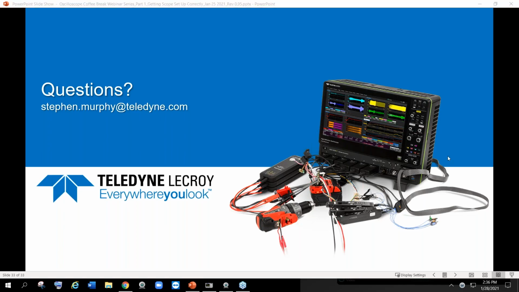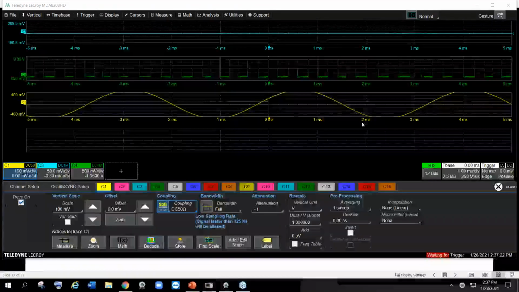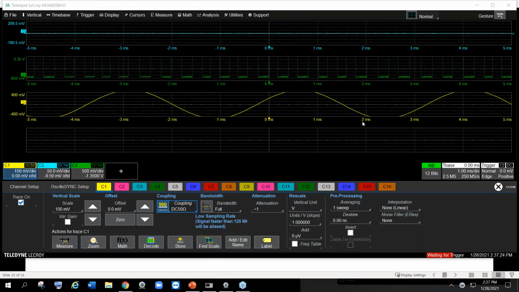Okay, let me just read the questions for a sec here. The trade-off between memory depth and as it relates to the window. That is really, when we look at the scope, and let's just go to normal.